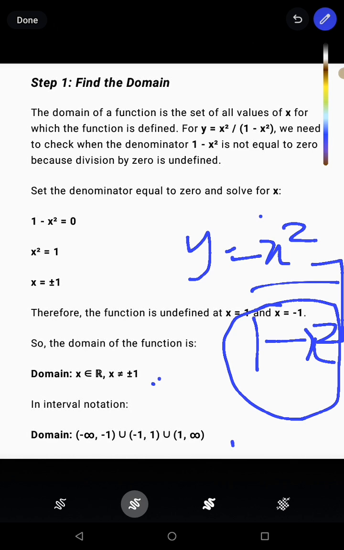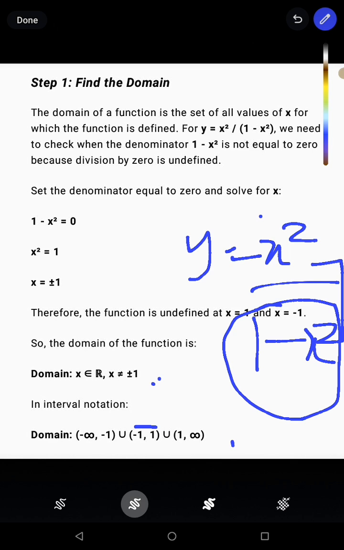Somebody is saying, why did you put the interval from negative 1 to 1 here? Don't forget, we are talking about real numbers. There are a lot of numbers between negative 1 and 1. Should we just say minus infinity to negative 1 union 1 to infinity? That's wrong, because there are some numbers in between. What of 0? Are we trying to say 0 is not there? No, it is still defined at 0.